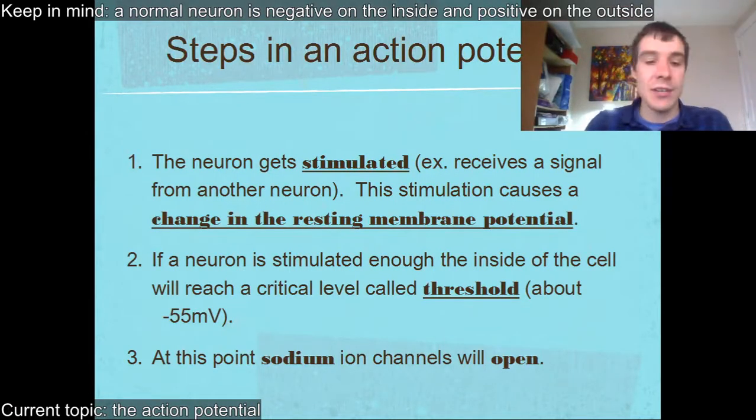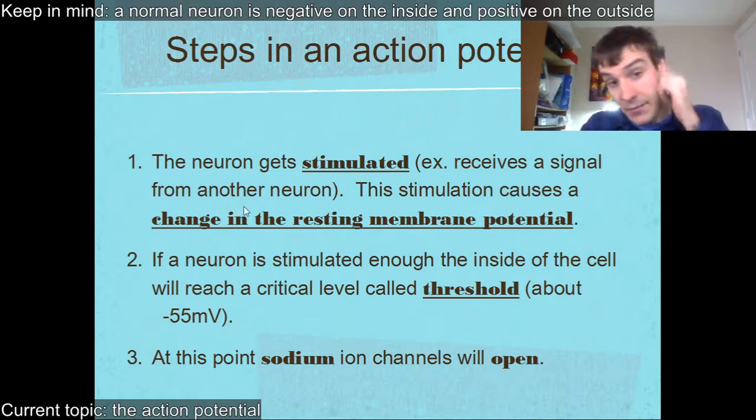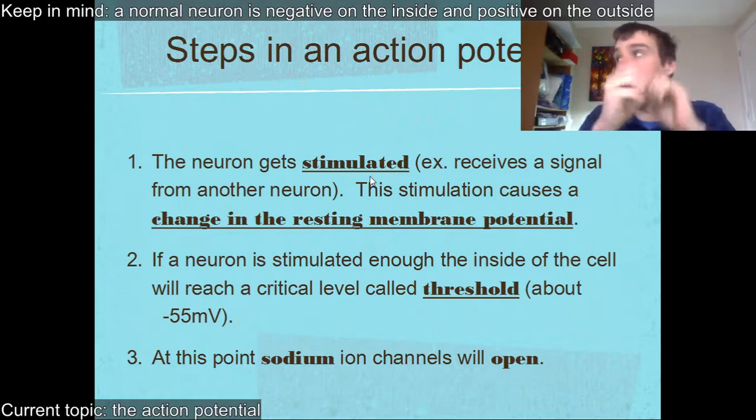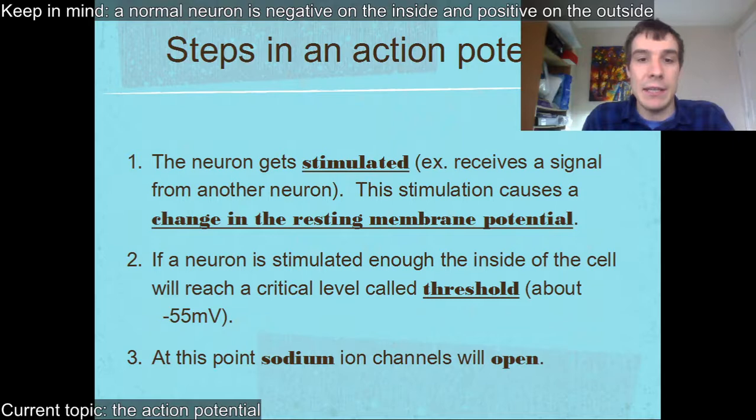We're going to talk about the action potential. This is called the action potential. What you're missing up here is just potential, which is that word down here. How this works is the neuron gets stimulated. So it gets some kind of signal from the other neuron, or heat will activate a channel protein, or maybe some twisting of the membrane will activate a channel protein.